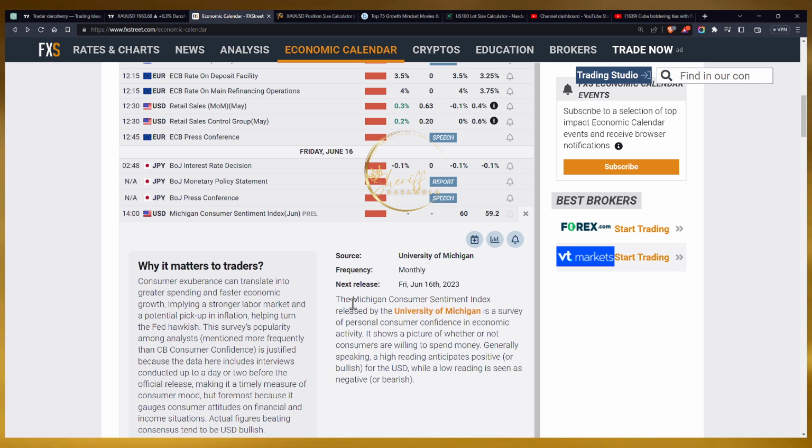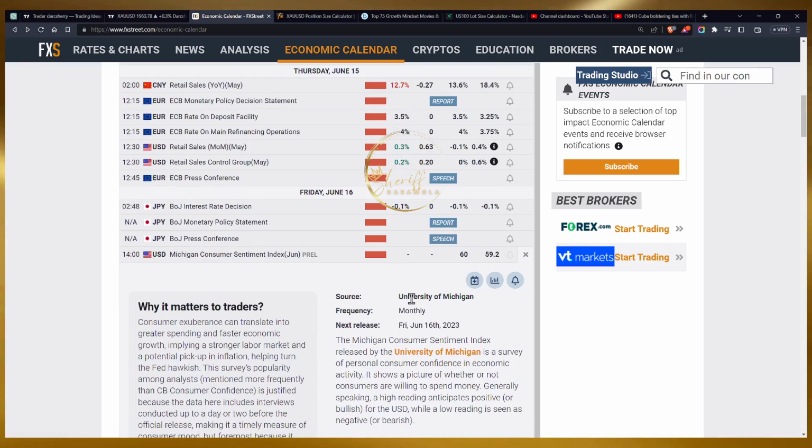And this is released by the University of Michigan, and it is a survey of personal consumer confidence in economic activities. So it gives us an insight into whether or not consumers are willing to spend money. And generally speaking, a high reading anticipates positivity for the US dollar, while a low reading is seen as a negative signal for the US dollar.